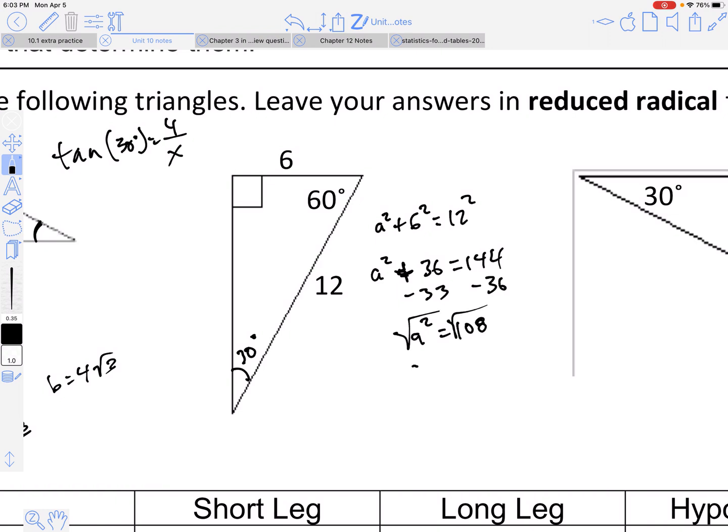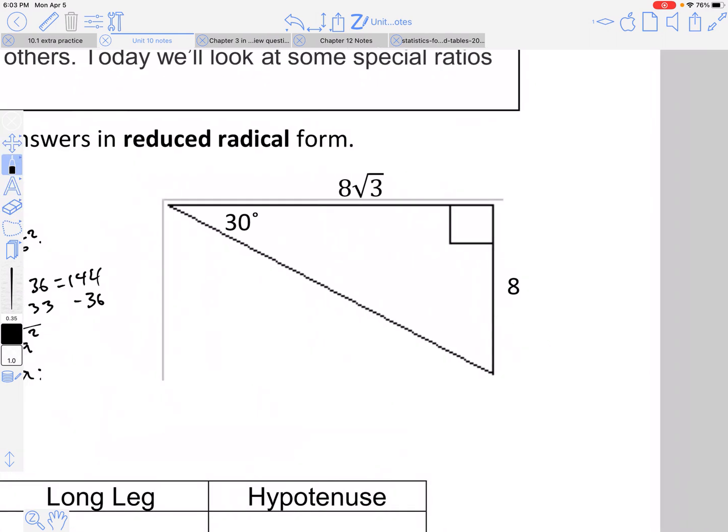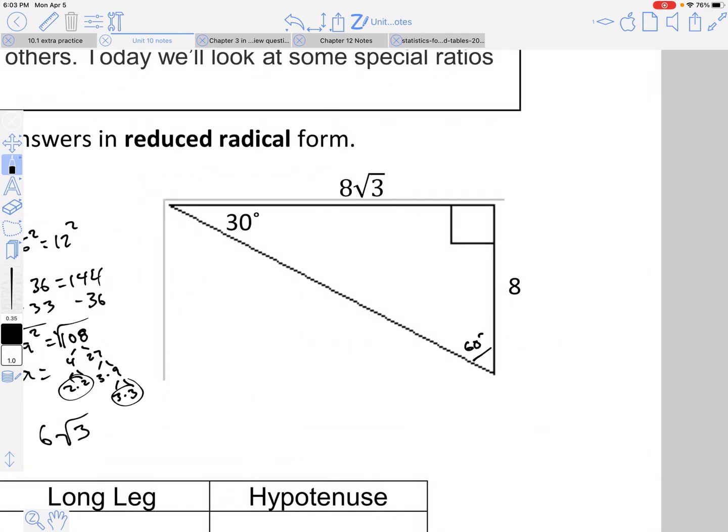Take the square root of both sides. Now, 108, what does that divide by? I think it does divide by 4. Yep. So 108 will give me 4 and 27. That'll give me 2 times 2, 3 times 9, which is 3 times 3. So a 2 gets to leave, a 3 gets to leave. 2 times 3 is 6. 6 root 3. All right. And then this has to be 60 degrees.